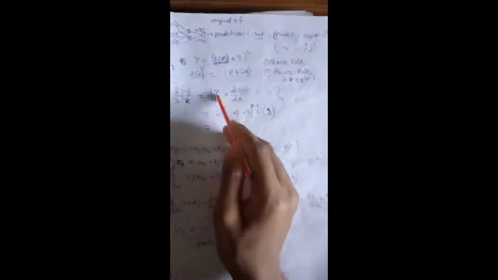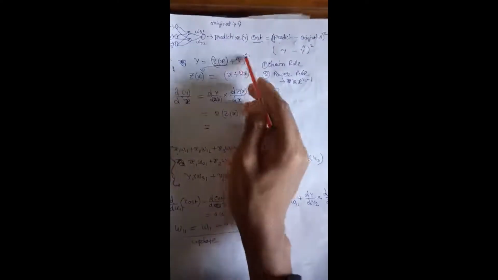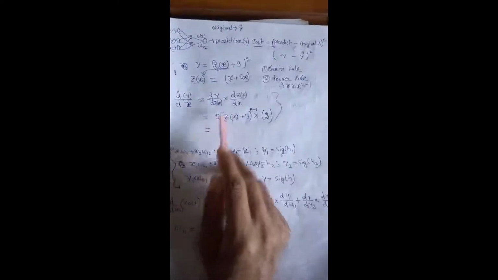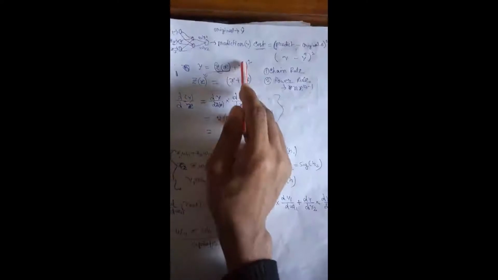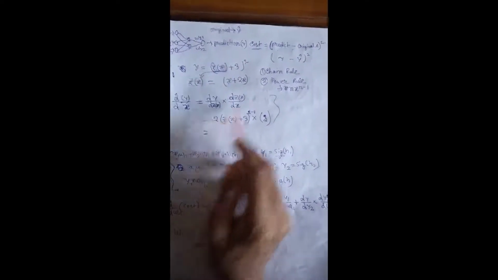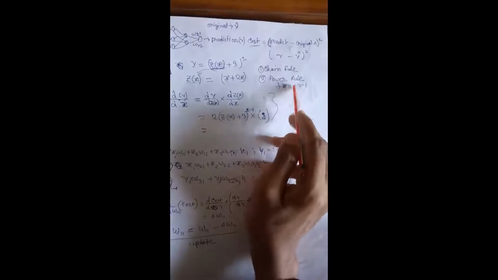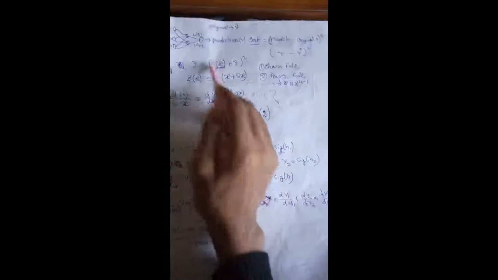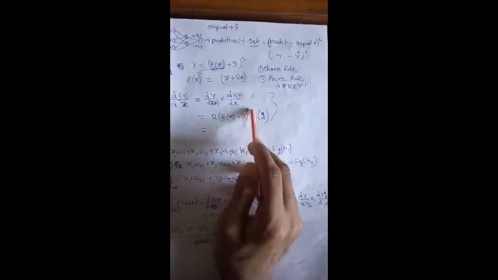Now first we unpack y by the power rule, because this is squared, so we have to apply the power rule. The power rule is n times x to the power n minus 1. Here n is 2, so 2 times the whole function to the power 2 minus 1.